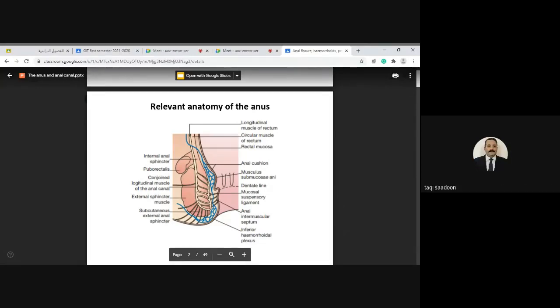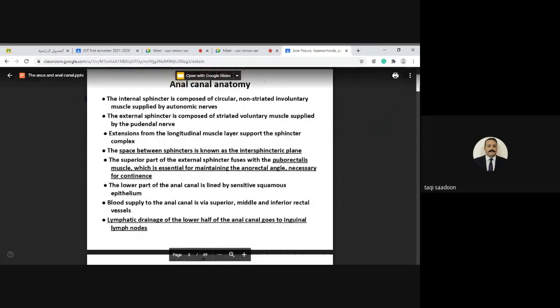تمام. This is the anatomy, very important. This is the dentate line and these are the anal mucosal folds, and the internal sphincter with the external sphincter and the puborectalis muscle, which is very important for the maintenance of continence. The anatomy is very important. The space between the sphincters is called the intersphincteric plane.